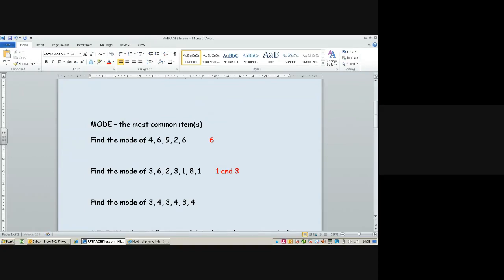The last list of numbers is a bit different because, as you can see, we've got a 3 there three times and a 4 there three times as well. So in that situation, there isn't a mode. So you would write no mode. You wouldn't write 0, as 0 is a number which isn't in that list. So write no mode.